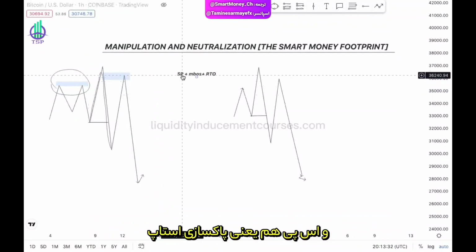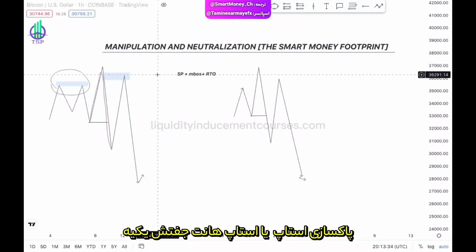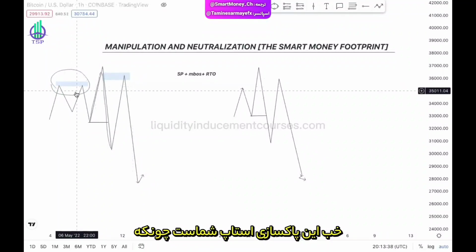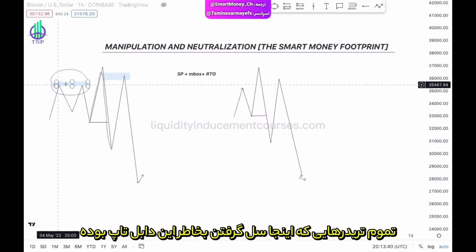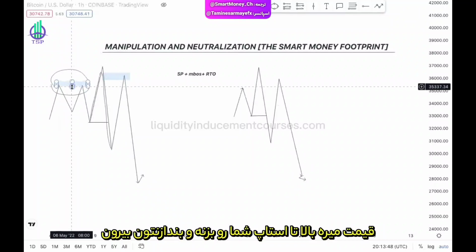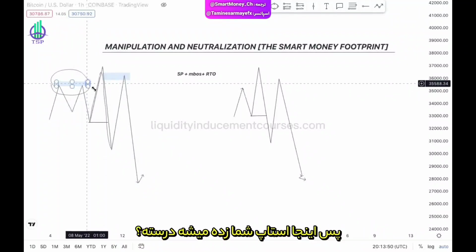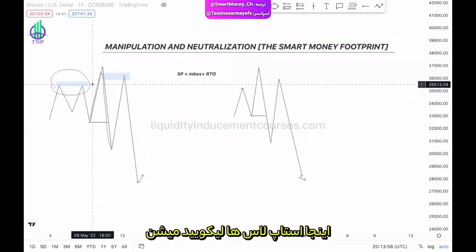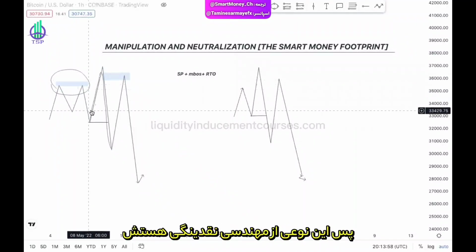Okay, so SP here simply means stop purge. Stop purge or stop hunt are the same thing. Okay, now this is your stop purge because all the traders who had sell setups inside of here reacting off the double top, price will actually go back up to stop you out of the trade. So hitting your stop losses, right? So this is a stop purge. At this point, we have stop purges. Okay, stop losses begin to get liquidated, and then price.